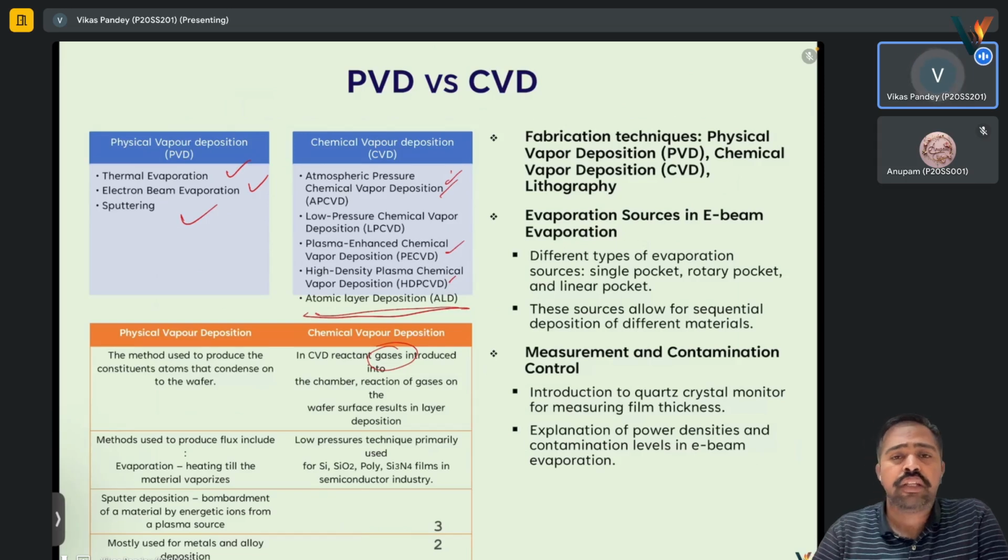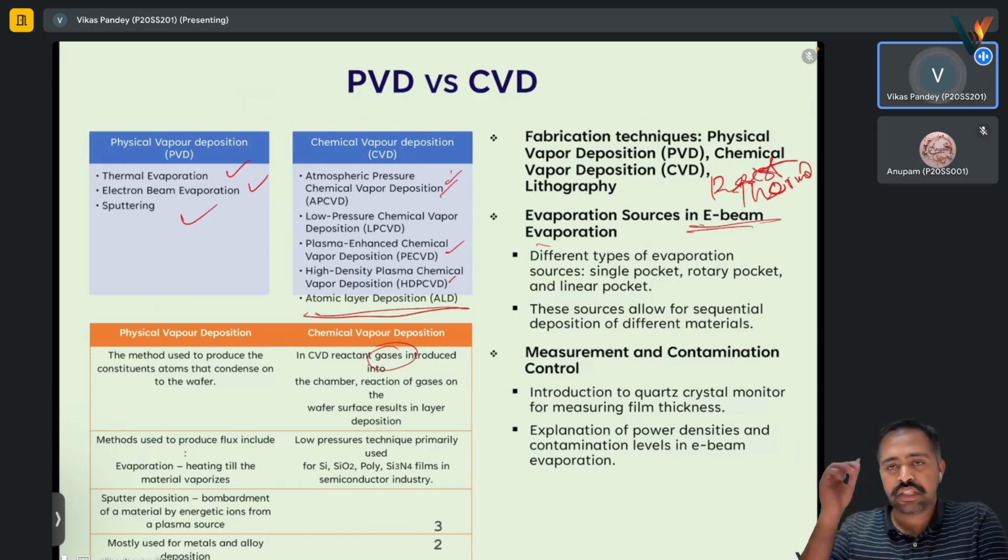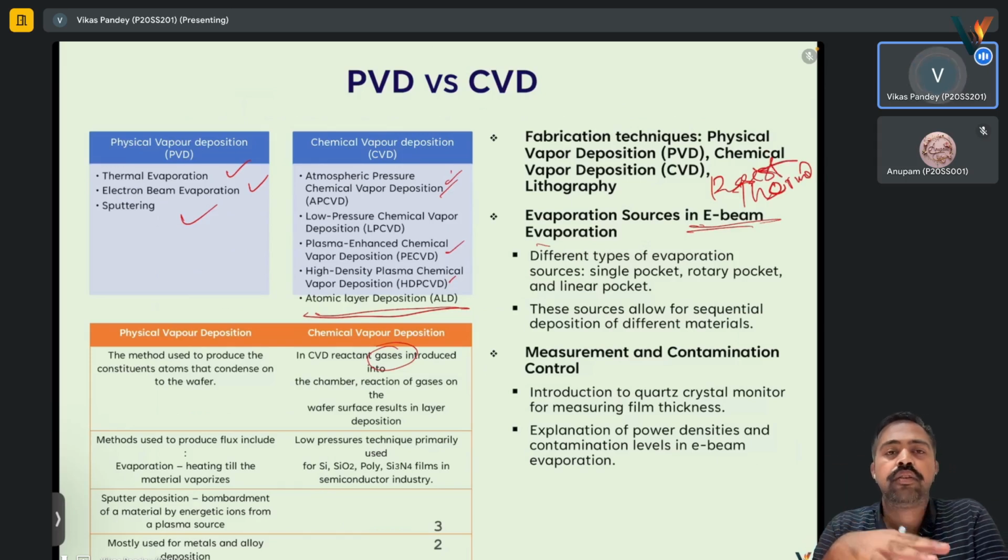Evaporation sources, in case of this PVD method, can be like an electron beam, or they can be thermal in nature. That is, they are heated using resistive heating. So it is heated to such a temperature that the material evaporates.